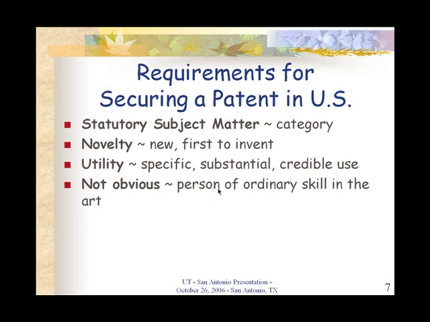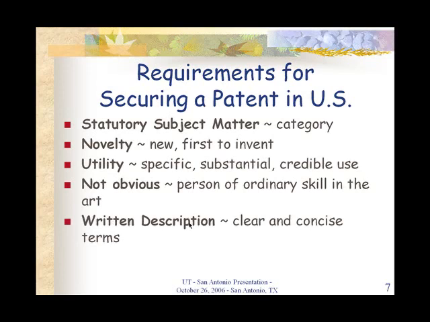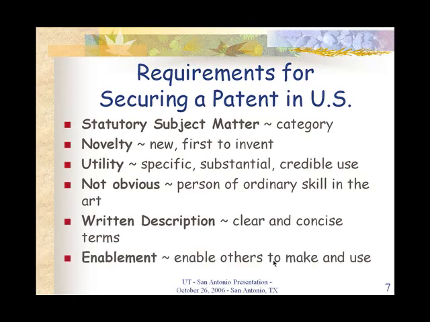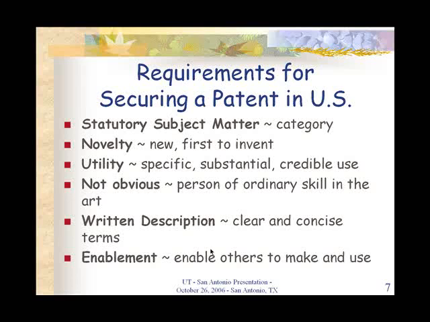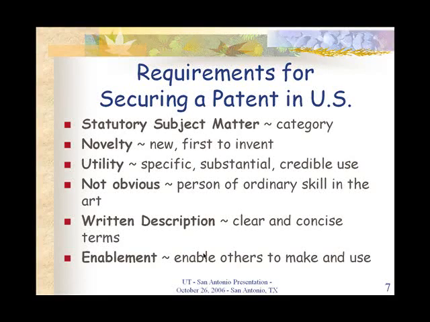Non-obvious, so a person of ordinary skill in the art would not just do this on their own without being prompted or inspired. This is a little more challenging to establish than utility. The written description part is extremely challenging: clear and concise terms, and inclusive as well. So to have it be as broadly inclusive as reasonably possible, so that you maximize the protection. The enablement enables others to make and use. So it has to be possible for others to do it.